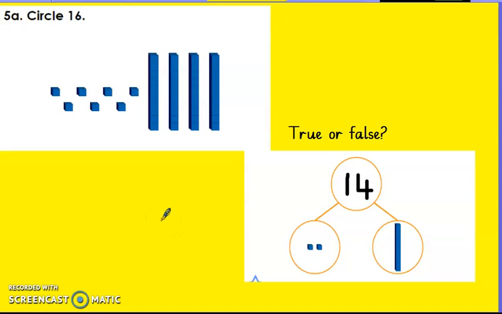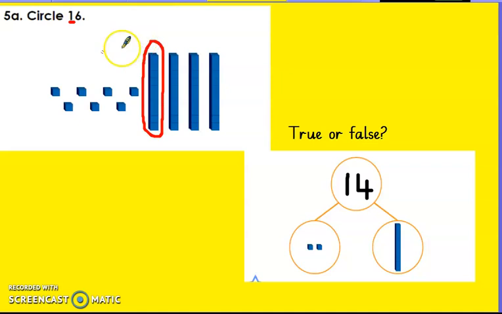So this one says circle 16. Okay, right, I've got 4 10s here, so 10, 20, 30, 40. That's far too many, isn't it? I only want to circle 16. So how many 10s are in my number? I've got 1 10. I can see it there. I want to circle 1 10. I only want 1. I don't need the rest.